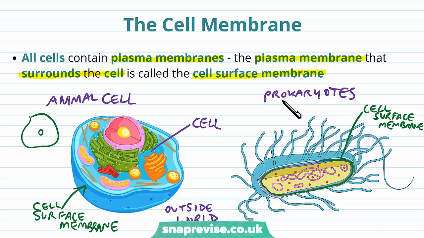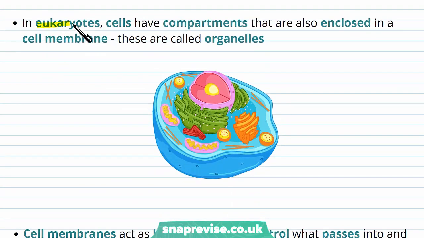And some cells, including prokaryotes and some plant cells, also will have cell walls around them. But regardless of whether they have cell walls or not, the membrane is still an important part of the cell. In eukaryotic cells, like animal cells and plant cells, we actually have compartments within the cell as well, and these compartments are also enclosed in another cell membrane, and we call these compartments organelles.